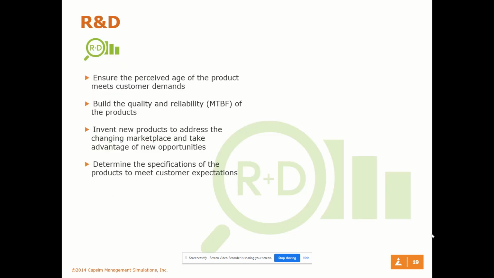So R&D, then what we're going to do there is we're going to ensure the perceived age of the product meets customer demands. And we're going to build the quality and reliability of the products. It's our MTBF. We're going to invent new products to address the changing marketplace and take advantage of these new opportunities. And we're going to determine the specifications of the products to meet customer expectations. So if part of your strategy is to have a new product, you need to put it in R&D the year before you're going to need it.